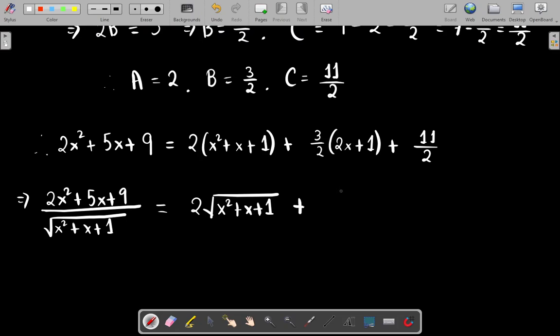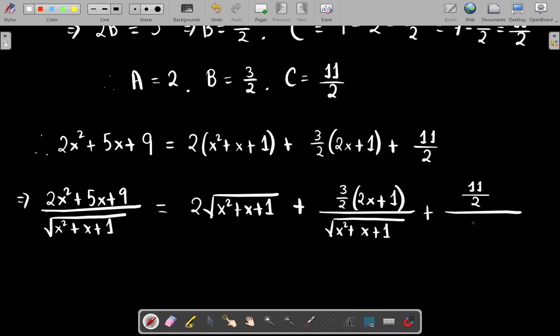Then this is just 3 by 2 times 2x plus 1 divided by square root of x square plus x plus 1, and the last term will be just 11 by 2 upon square root of x square plus x plus 1. Okay, so far so good. Now let us try to do the integral.